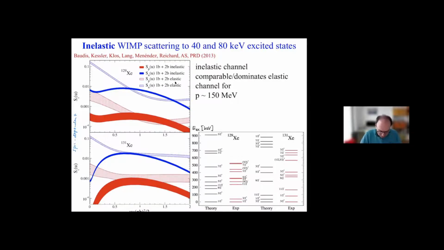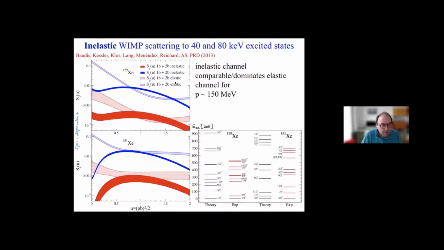At low momentum transfer, P is the momentum transfer. So for momentum transfer P equal to 0, u is equal to 0. Of course, the inelastic excitation is very much suppressed. Then if you have more momentum transfer available, you start to inelastically excite it, and then you go down because you don't have that inelastic excitation.